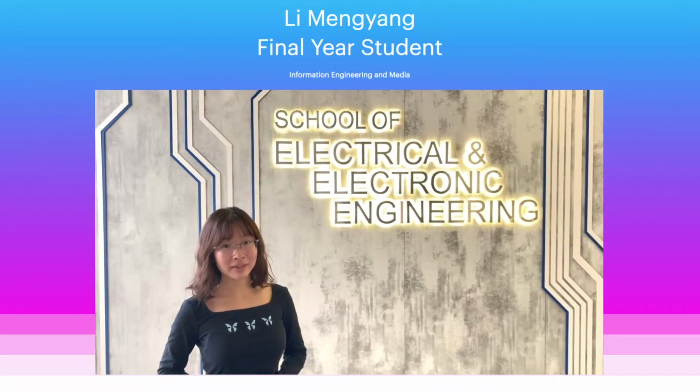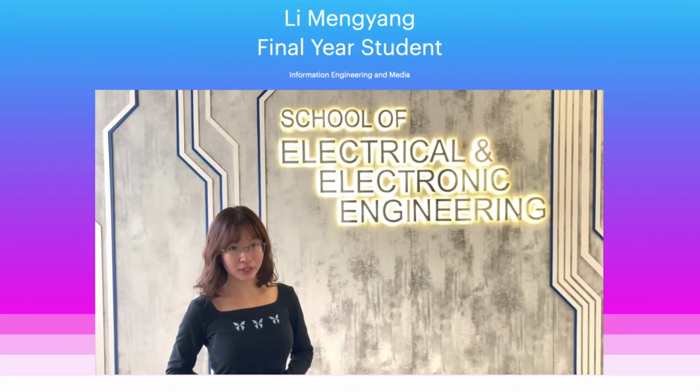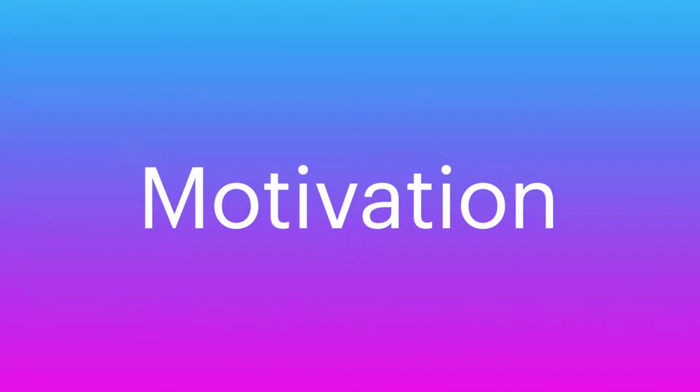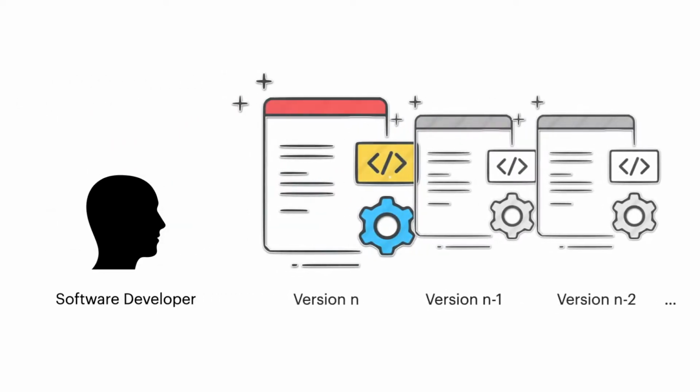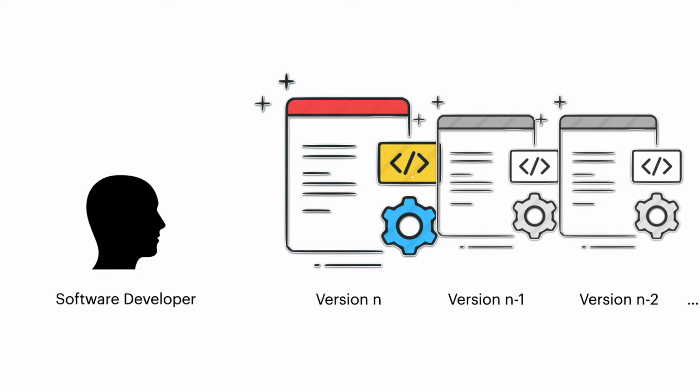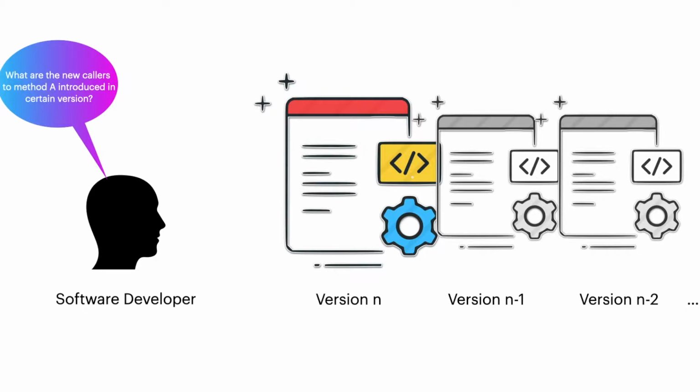Hello, my name is Mengyang, the main developer of the CodeVQL project. If you are a software developer, have you ever faced this kind of question? This is Calvin. A software developer is about to comprehend a given software, which has a set of historical versions hosted on a website, such as GitHub. Calvin might have example questions like, what are the new callers to a specific method introduced in certain versions? How is the call graph in the software changed from version to version?